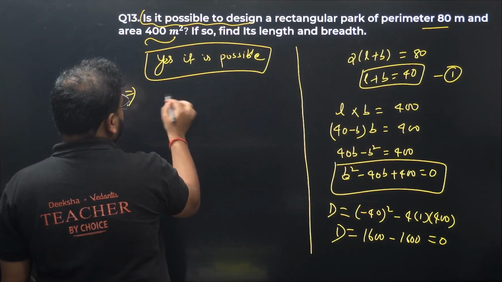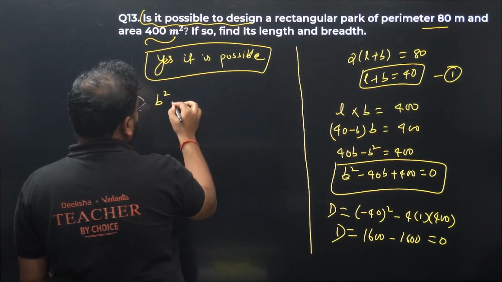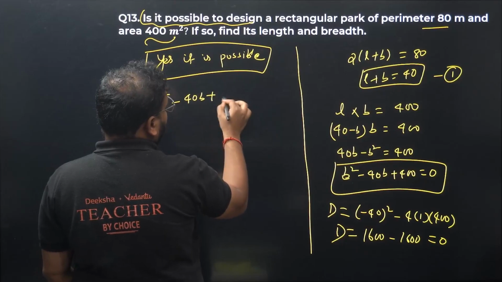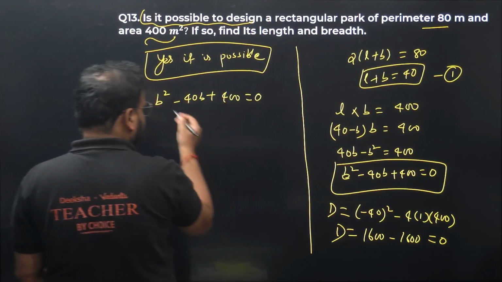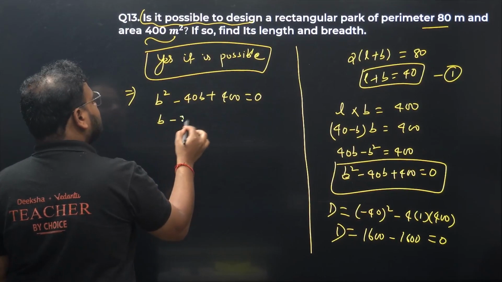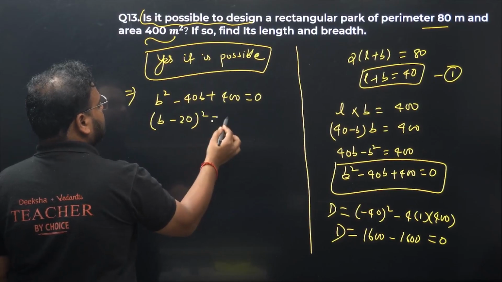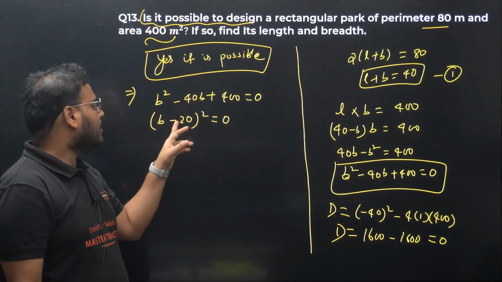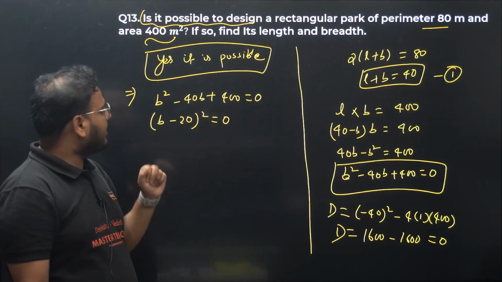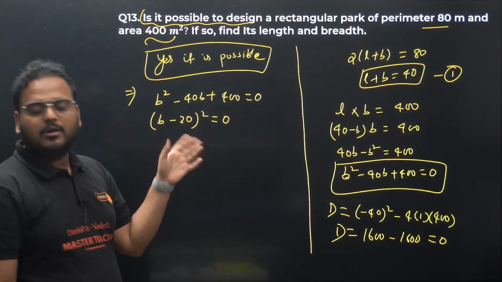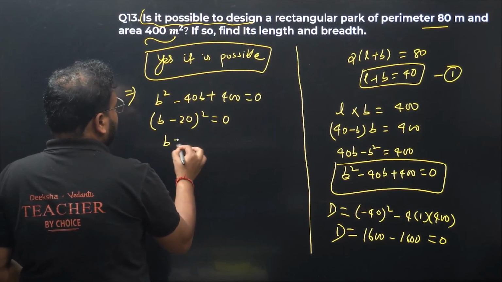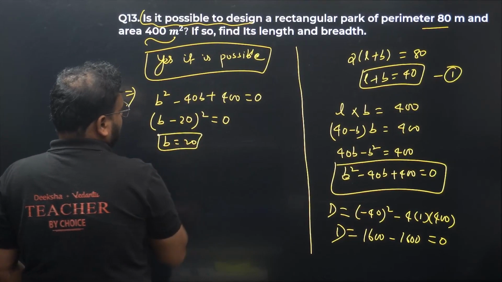What is the equation now? B square minus 40B plus 400. If you check carefully, it is actually (B minus 20) the whole square. Have a look. B square is B square, 20 square is 400, and the product of 2 into 20 into B will become minus 40B. So I'm getting the value of B as 20.